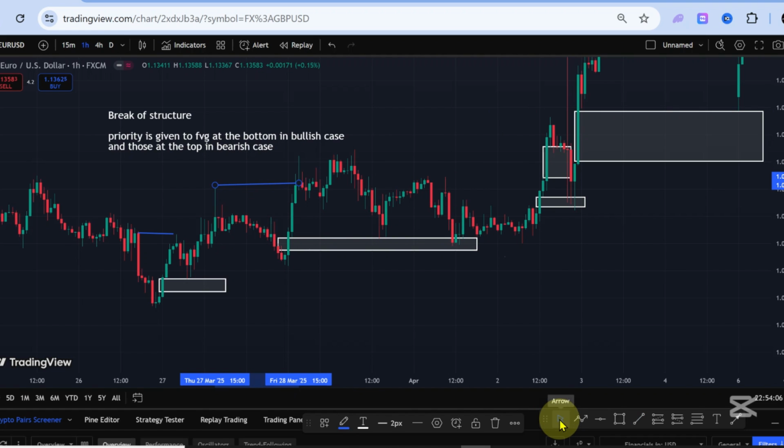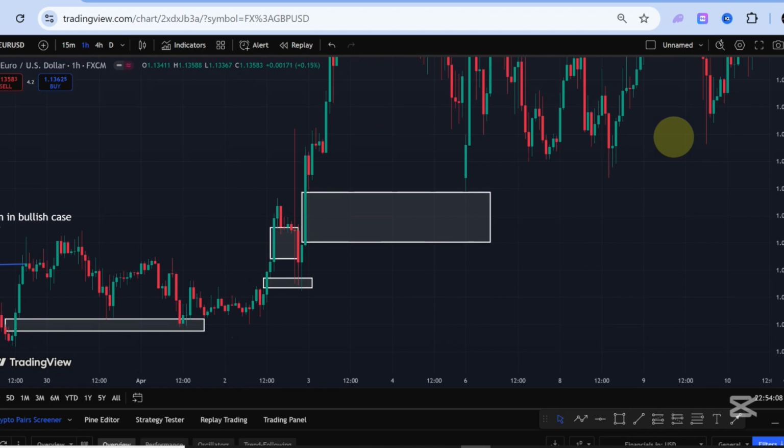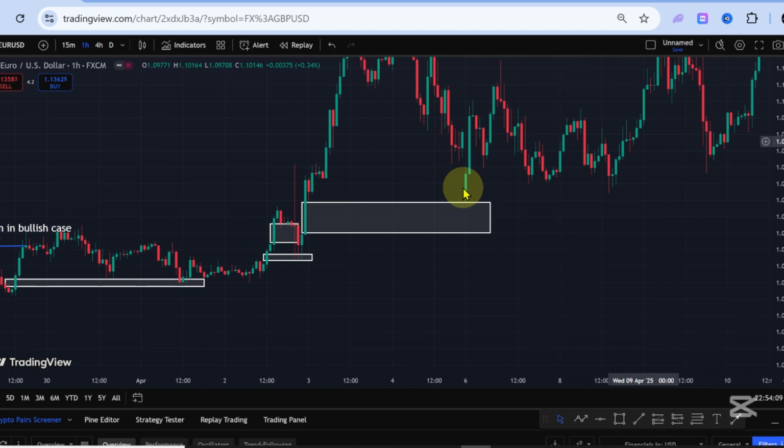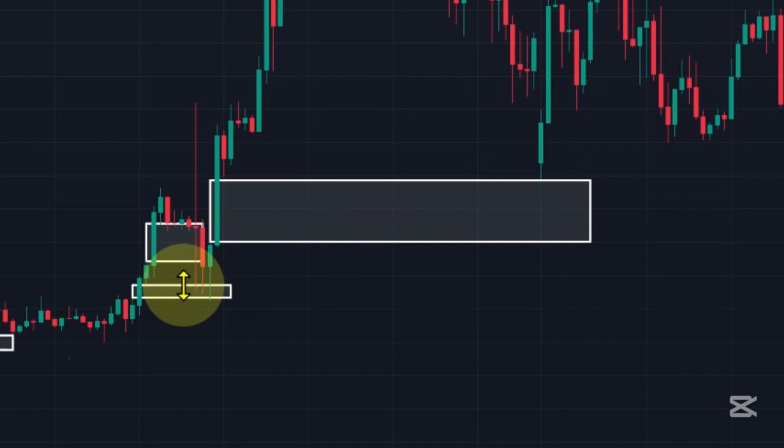Now on this particular place right here, you can see there is a fair value gap, with a fair value gap at this particular place, right? This particular place.